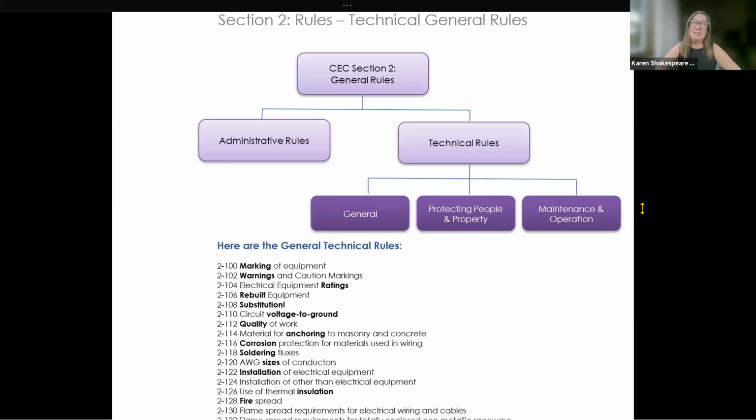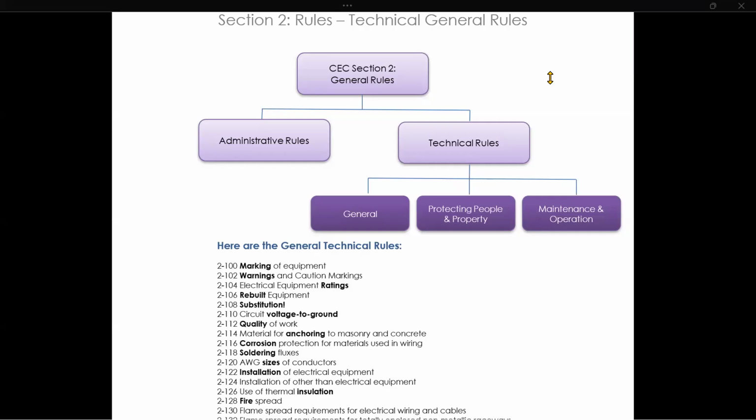We are talking about Section 2 rules, general technical rules of the Canadian Electrical Code. We are going down through here, general rules, and then we're in technical rules. We're in the general technical rules, and we're going to do a big chunk of these. We're going to do 2-104 to 2-110 today in this video.